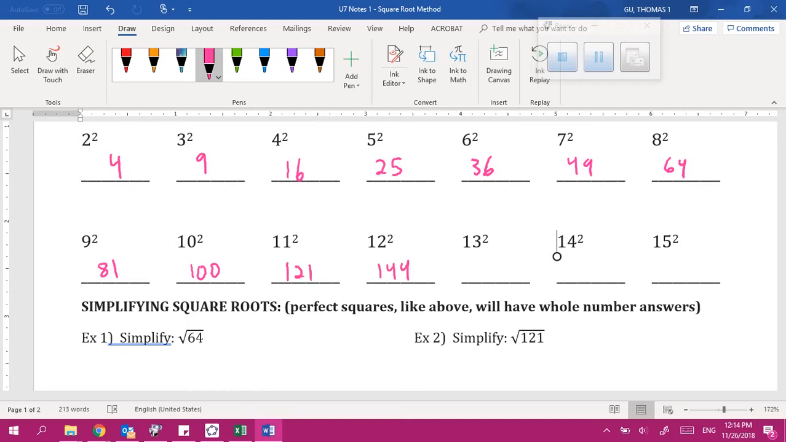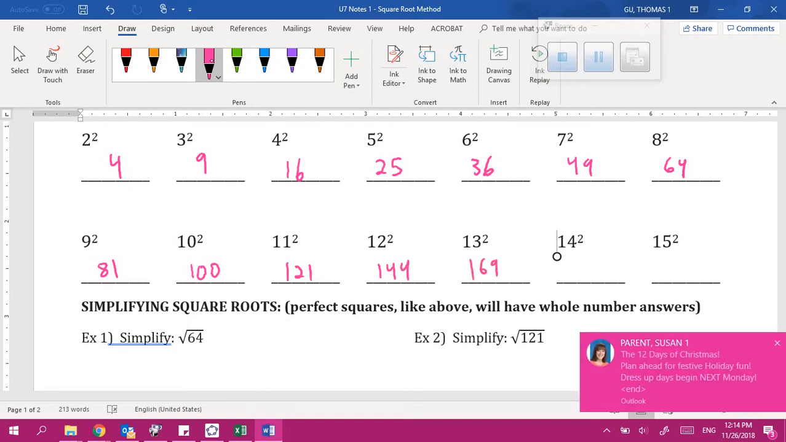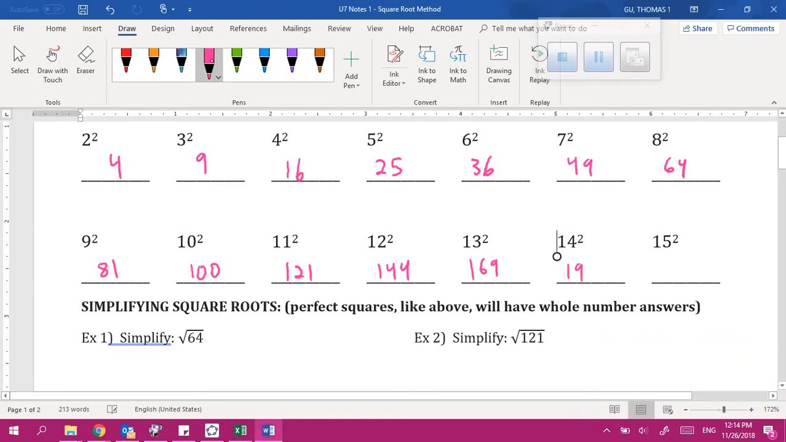People's voices are dying out. 13 times 13? 169. What about 14 times 14? 196. And lastly, 15 times 15. Very good. There we go.